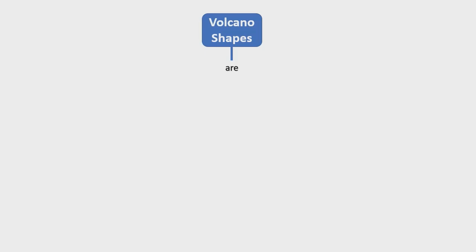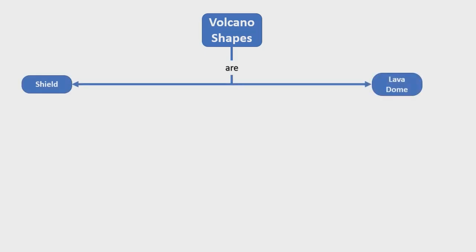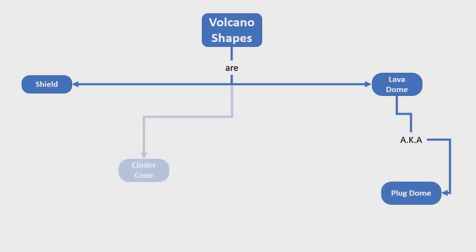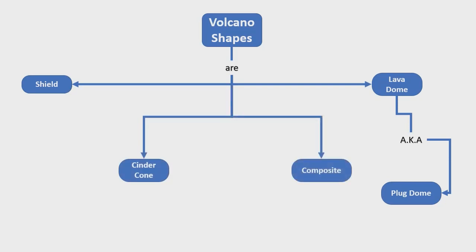Volcano shapes are shield volcano, lava dome, also known as plug dome. Another shape is a cinder cone volcano and a composite-shaped volcano, also known as stratovolcano.